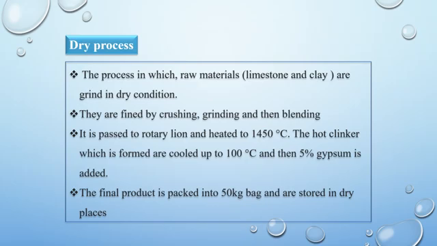When the clinker is formed, we cool it up to 100 degrees centigrade. Then add 5% gypsum and grind it. Now your cement is prepared. Now it's turn to pack it and store it in the dry places.